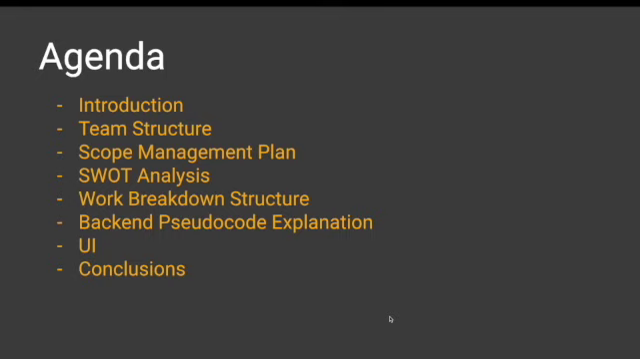This is going to be our agenda for today. It's similarly structured to our final report. So we're going to start off with the introduction. We're going to talk a little bit about the team structure, the scope management plan, the strength, weakness, opportunity, threats analysis. We're going to talk about the breakdown structure, backend pseudocode, which will have three parts to it, which will be SQL, the actual backend structure, and then the application features as well. And then we're going to talk about the UI, which will include mockups and the front end coding development. And then we're going to end it off with some conclusions and final thoughts.